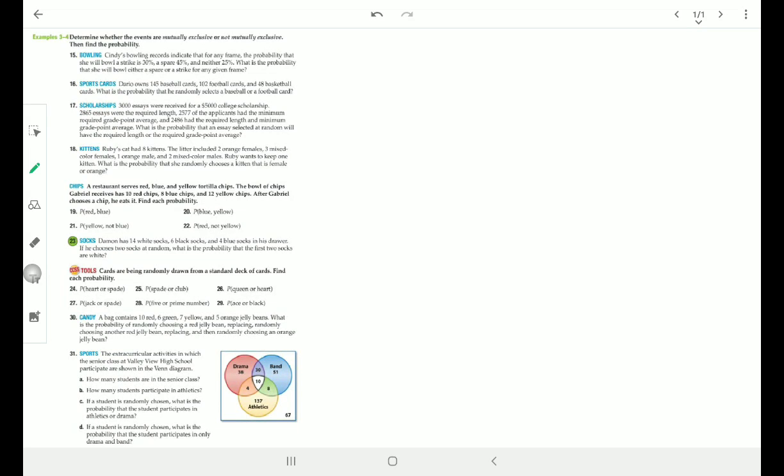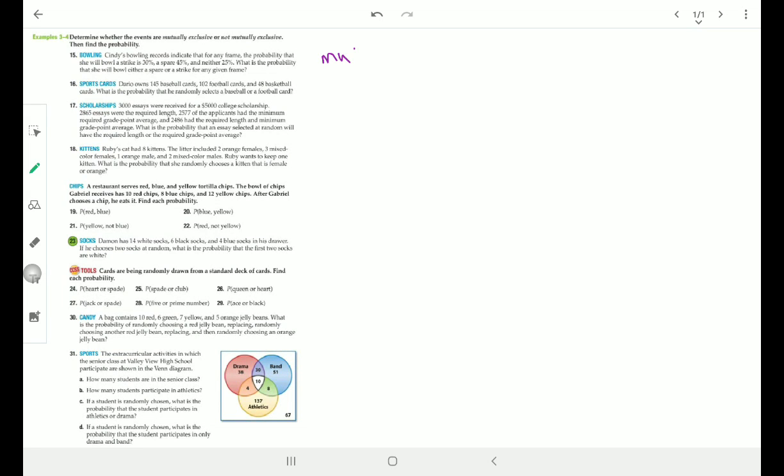So let's take a look at example 16. Remember, you have access to the answers to the odds, so I just want to show you how to do these problems with the even ones. So with question 16, Daria owns 145 baseball cards, 102 football cards, and 48 basketball cards. What is the probability that he randomly selects a baseball card or a football card? So we have to figure out, is this mutually exclusive or not? Is it possible to draw a baseball card and a football card in one draw? Well, no. Those are two separate things. So this is mutually exclusive.